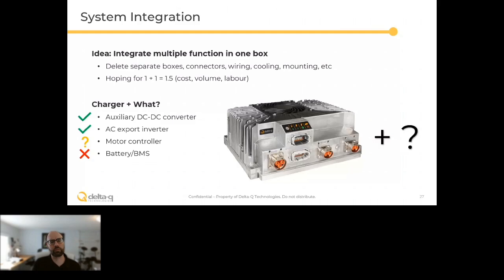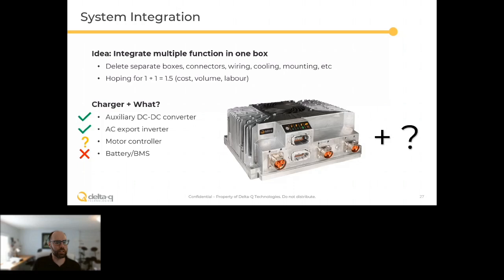So some of these things work better than others. I would suggest that integrating an auxiliary DC-DC converter is a win. Both the charger and the DC-DC converter need a battery connection. They're both power converters. The same is true for AC export, needed in some applications. Here, even more so because maybe your onboard charger has a connection to the traction battery and to the AC. Motor controller, it's possible this gets a little bit more complicated and there are some distinct trade-offs, but it's been done. Often you end up with a motor controller and charger that are both not optimized.